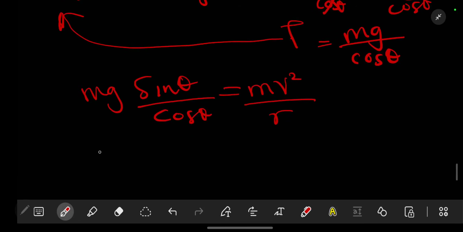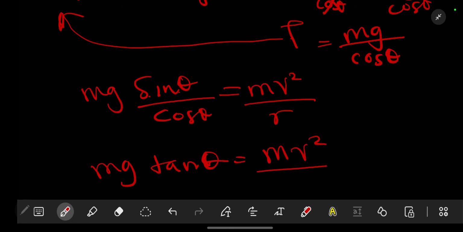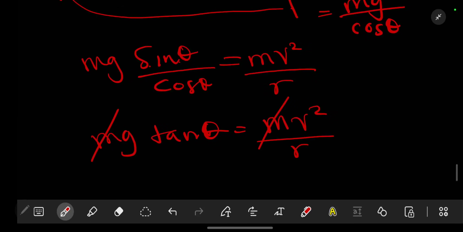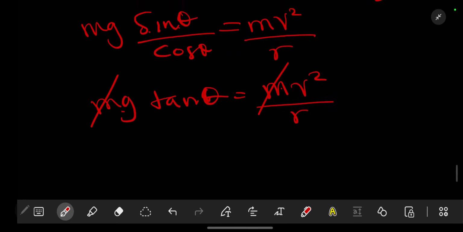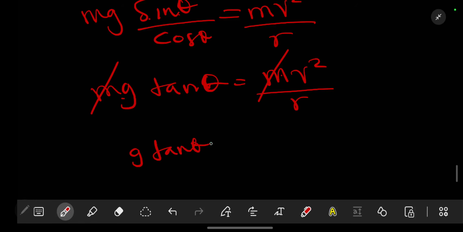So this gives us our mg. Then we have our sine of theta over cos of theta, which is tan of theta, should be equal to mv squared over r. As long as they are on both sides like that, both of them are the numerator, you can cancel them. So we have our g tan of theta should be equal to v squared over r.